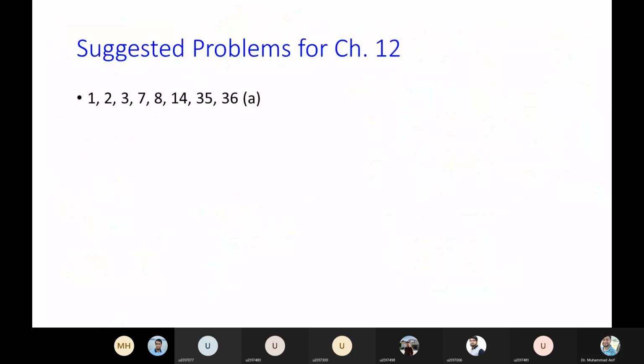Okay, so that's the end of this chapter as well as your course, refrigeration and air conditioning. These are the suggested problems for chapter 12. These are very relevant to the fan calculation that we have discussed in the class as well as the ducting calculations. Okay.